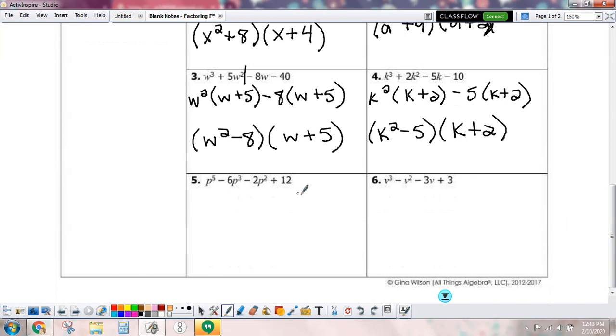All right, for number 5, I'm going to go ahead and separate it. So I've got p to the 5th, and I've got negative 6p to the 3rd. Well, the greatest common factor between these is p to the 3rd. So I'm going to pull out p to the 3rd, and then I'm left with p squared minus 6.